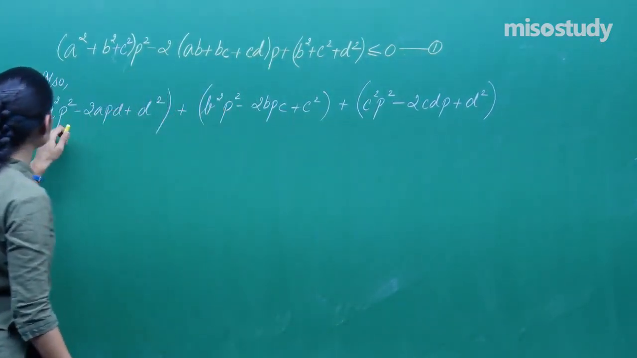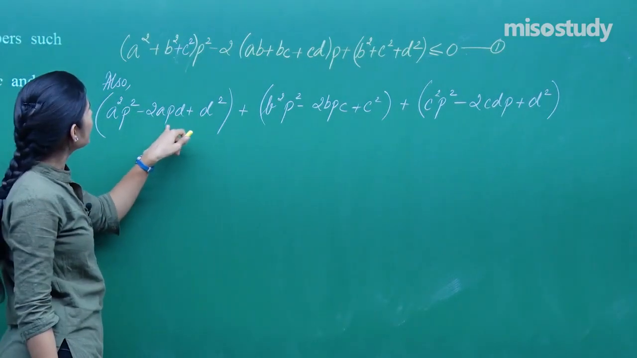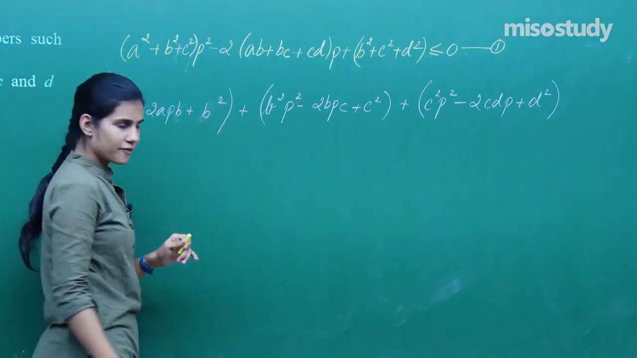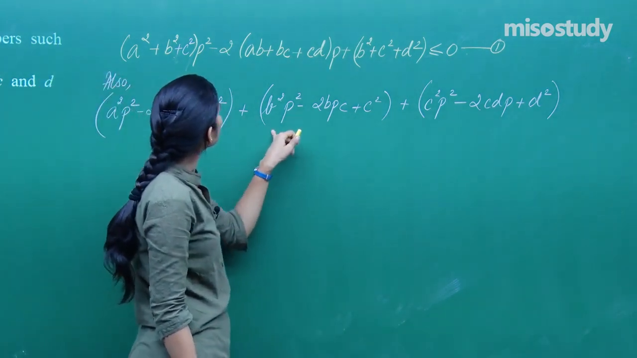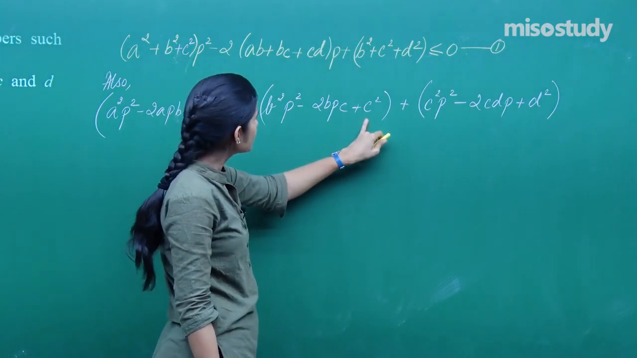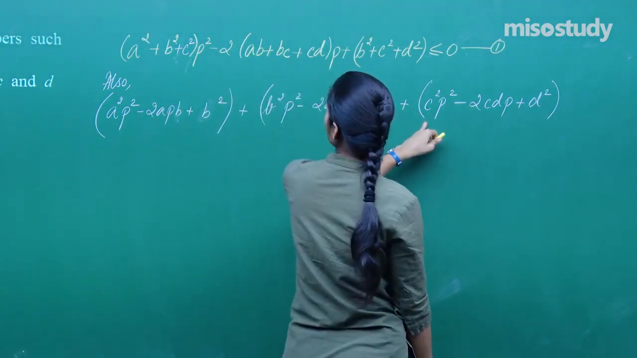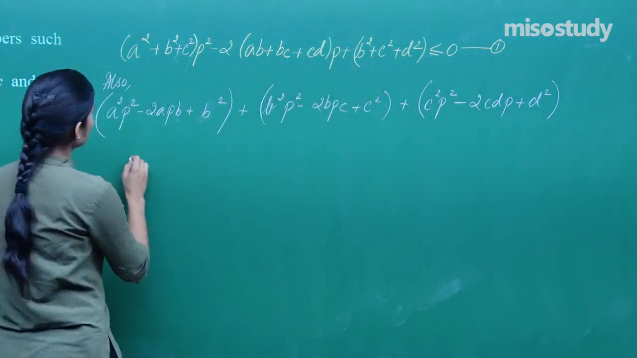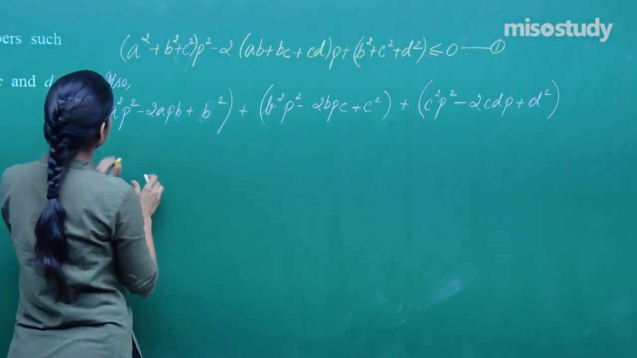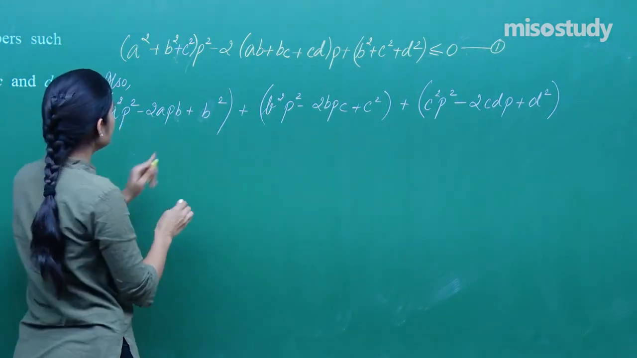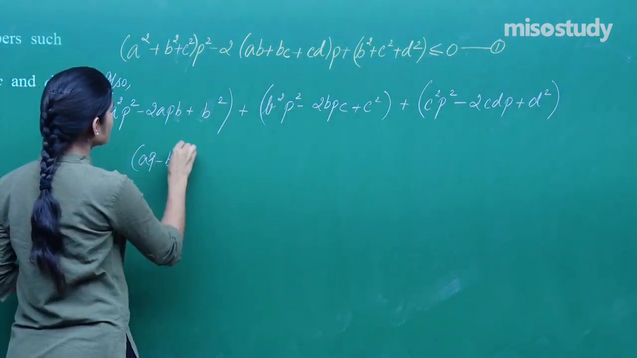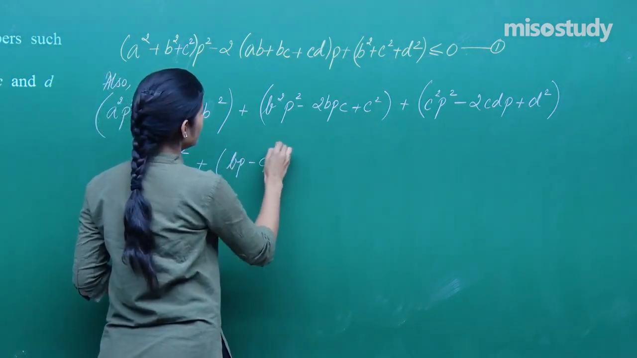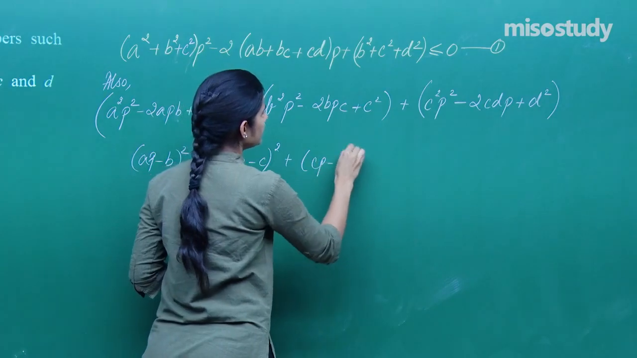What actually I am trying to say is this is A square P square minus 2APB plus B square. After that we have B square P square minus 2BCP plus C square. Then you have C square P square minus 2PCD plus D square. This actually is what? This is AP whole square and this is B square. Can I write this as AP minus B whole square? Here you can write as BP minus C whole square and this will be CP minus D whole square.